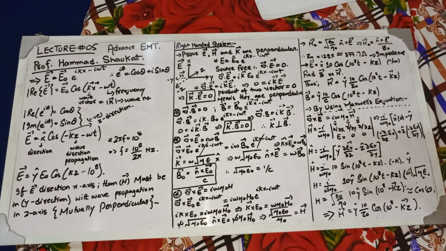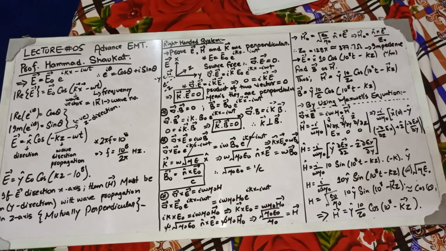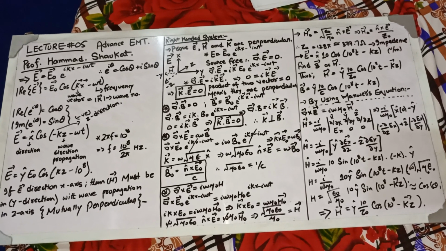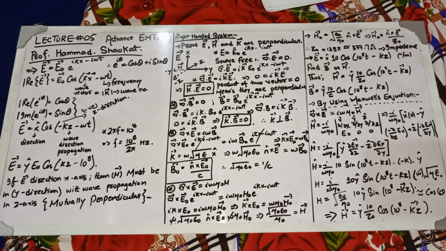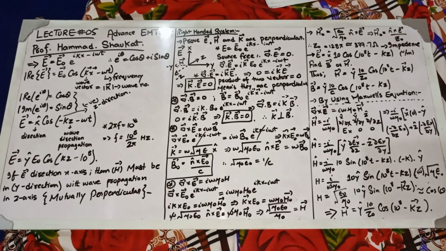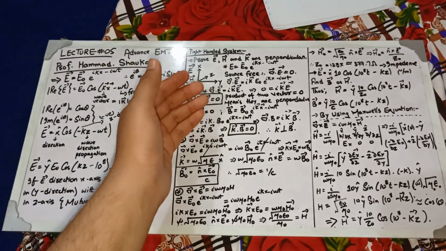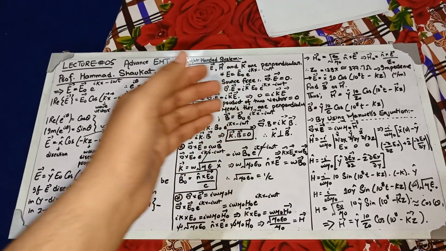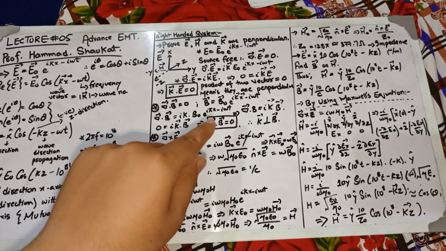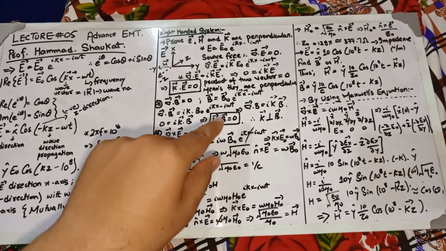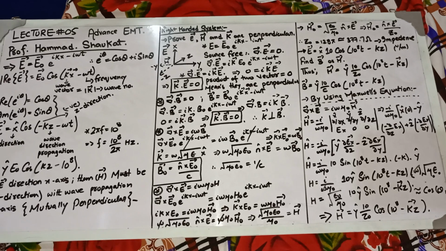Then we discussed the right-handed system, and in the right-handed system we proved how the electric field, the magnetic field, and the wave vector k are perpendicular to each other. I showed you by diagram and mathematically with proof one by one: the wave vector is perpendicular to the electric field, the wave vector is perpendicular to the magnetic field, and finally the electric field is perpendicular to the magnetic field.